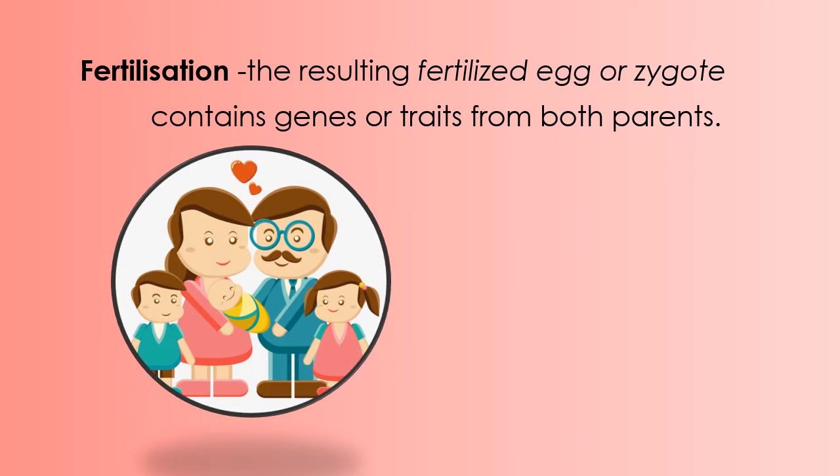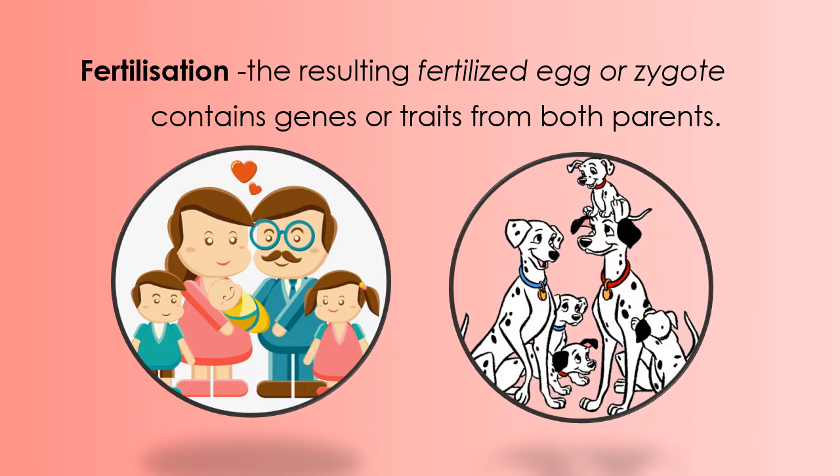We have here a picture of a family for humans and a family for dogs. In real life, we say, "Uy, you really look like your mama. Uy, you really look like your papa." And if you see a dog, you'll say it looks like its parents, like its papa or like its mama. That is because during fertilization, the resulting fertilized egg will contain traits or genes from both parents. It inherited from mama and from papa. It is not exactly just like mama or just like papa. It could be both because it's a combination already.